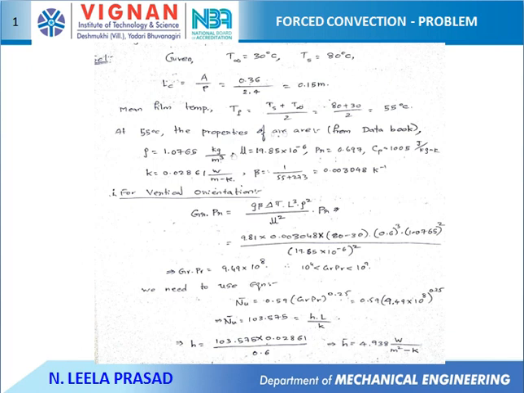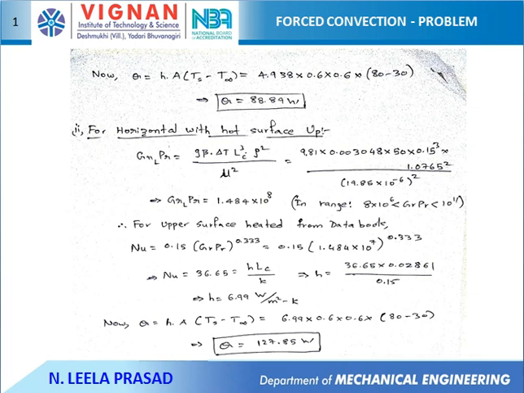Since Rayleigh's number is between 10 power 4 and 10 power 9, from the data book you can take the correlation, that is Nusselt number is equal to 0.59 into Rayleigh's number to the power of 0.25. Okay, so substitute all the values and find out the h value, then apply Newton's law of cooling. Q is equal to hA into Ts minus T infinity. So find out Q value in watts.